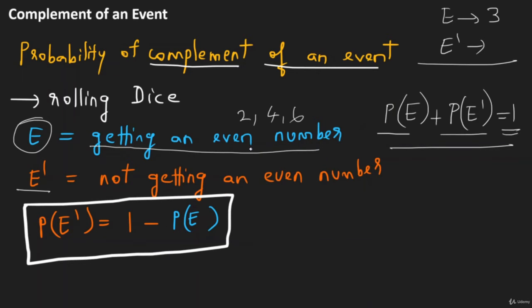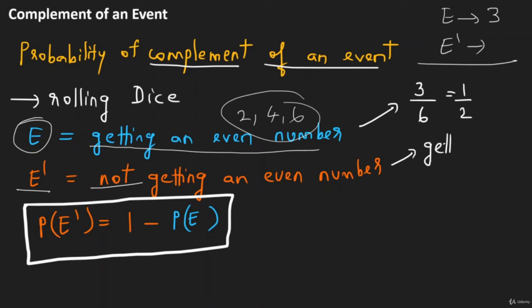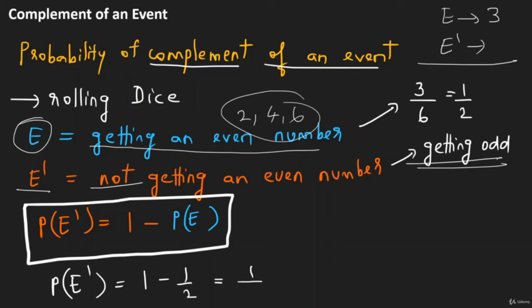Alright, now what is the probability of getting an even number? We have seen that that's the probability of getting either 2, 4 or 6. So you have 3 favorable events out of a total of 6 events. So the probability of E will be 3 by 6, right? And that's equal to 1 by 2. Now, it so happens that not getting an even number is the same as getting an odd number, but it's not always the case, right? Now, P of E dash would be equal to 1 minus P of E, which is equal to 1 minus 1 by 2, which is equal to 1 by 2. That is, the probability of not getting an even number is equal to 1 by 2.